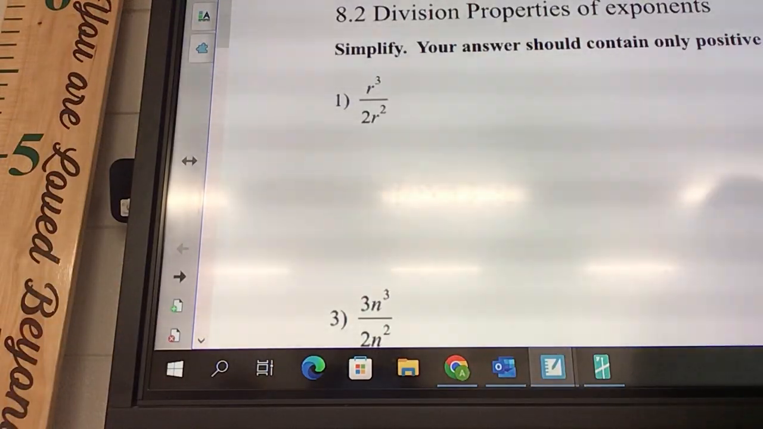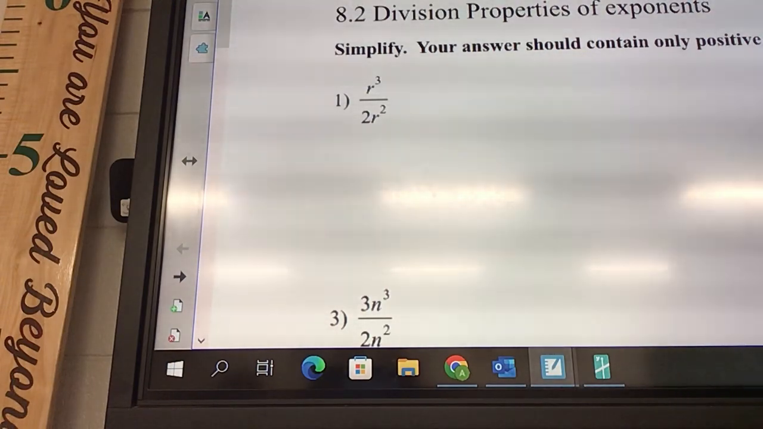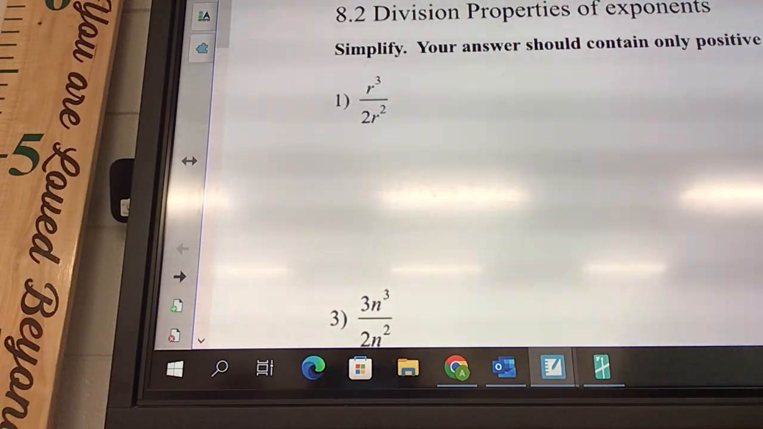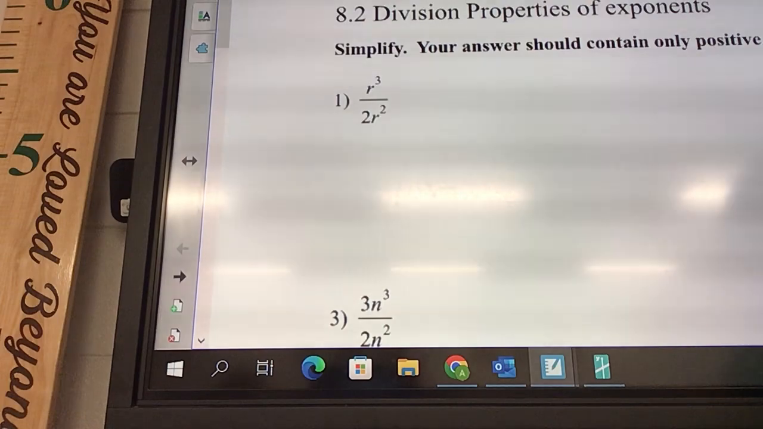Okay, so we've done multiplication. The product property is when you see that dot, and it lets you know to multiply the big numbers and add up the little numbers. When we see parentheses, that is the power property. And when you see this fraction bar or this line, that lets you know that it's the division property.